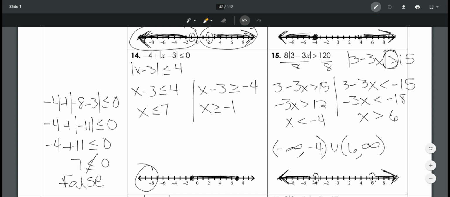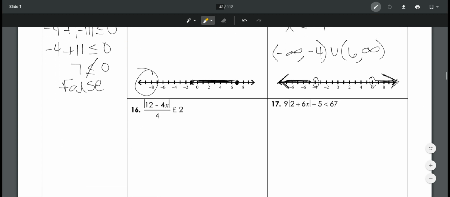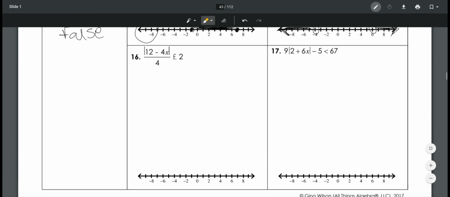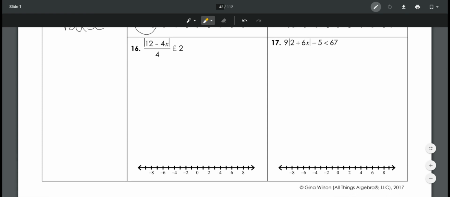So be very, very careful that you identify what type of inequality that you are using once you get the inequality isolated. Do not make that judgment call until you isolate your absolute value. All right. Two more examples, and then we are done with this.